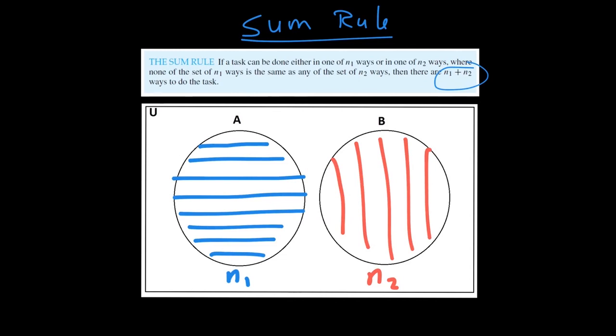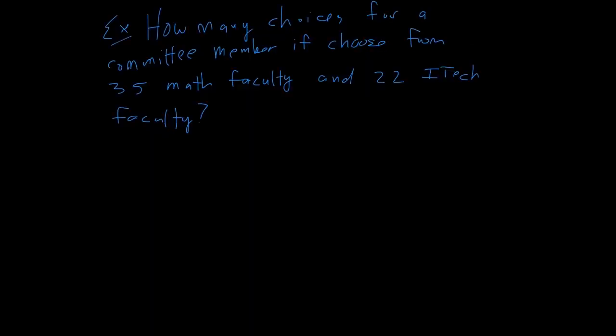All right, let's just see one quick example of this. Suppose that there's a committee that has to be chosen, and you have to choose someone from the math faculty or someone from the iTech faculty to be on the committee.